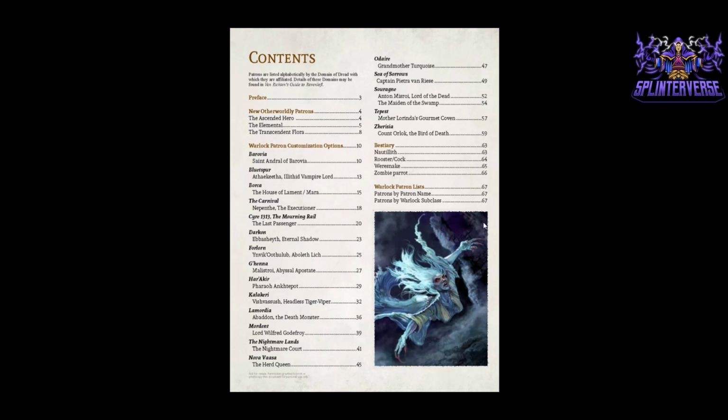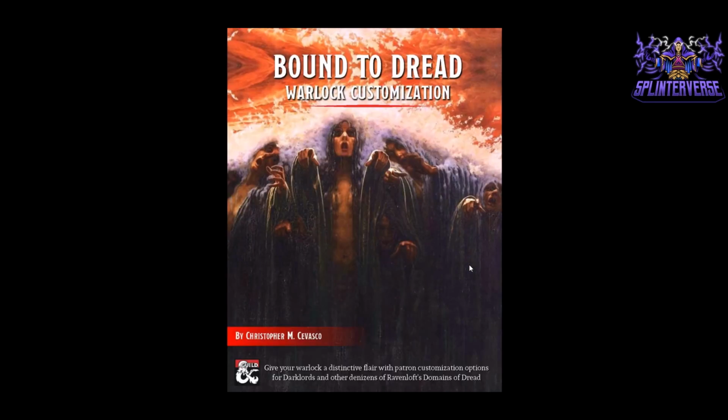So the book is, as of this recording, priced at $6.95, and it's 67 pages. So good price and good amount of pages with awesome art. So I recommend checking it out.